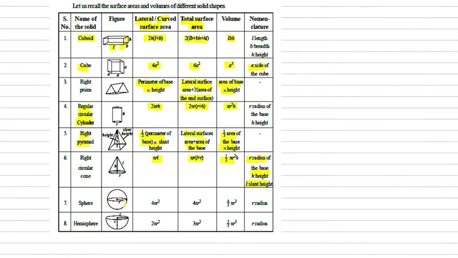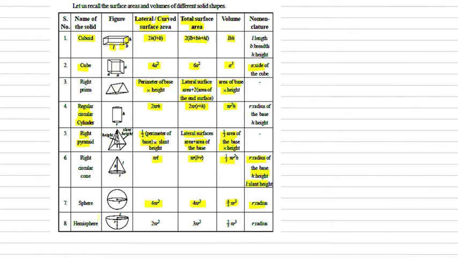Next is sphere. To find the lateral or curved surface area of the sphere, we are using the formula 4 pi r square. For the total surface area, we are using the same formula, that is 4 pi r square. To find the volume, we are using the formula 4 by 3 pi r cube.